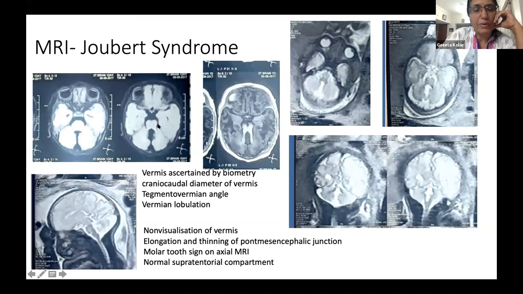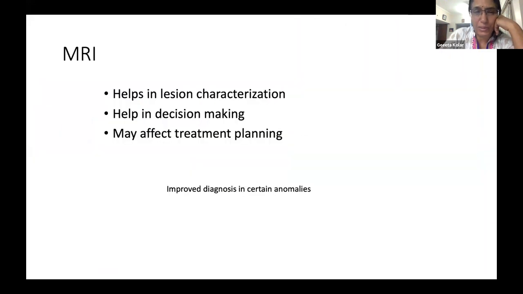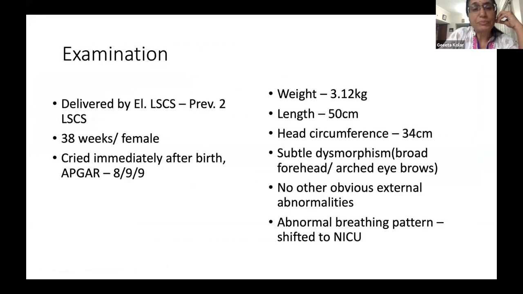This is very, very typical of Joubert and the normal supratentorial compartment. So we were able to give some answers to this mother even before the birth of this baby as to what the condition is. So the MRI in certain conditions helps in lesion characterization, helps in decision making, and may also affect treatment planning. Certainly in this case, it improved our diagnosis.